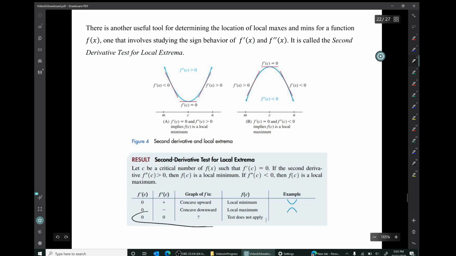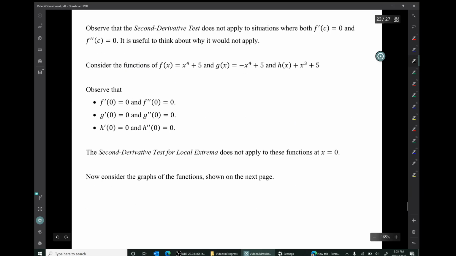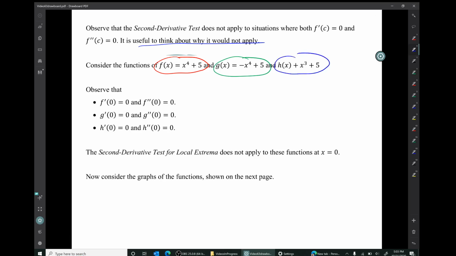Now this situation where the test does not apply, what does that mean? We should think about why it would not apply in those cases. So let's think about these three functions. f of x equals x to the fourth plus 5, g of x is minus x to the fourth plus 5, and h of x equals x cubed plus 5.